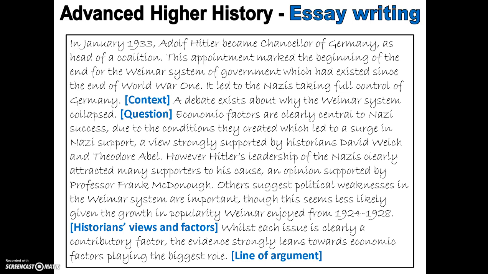Here's an example one. We can see we begin with some context, where we outline the general background to the era we're discussing, and we also give a quick idea of what the question is going to be. We then outline what historians think about this topic, and at the same time have also mentioned some of the factors which will be considered, whilst at the end outlining what we make our overall argument to be.